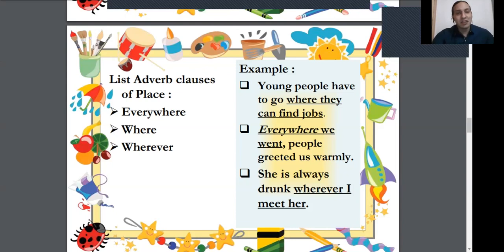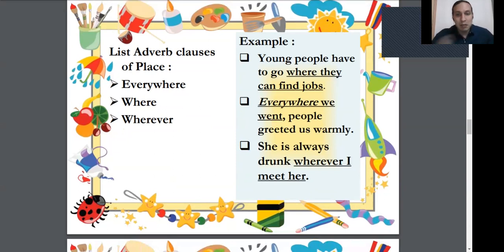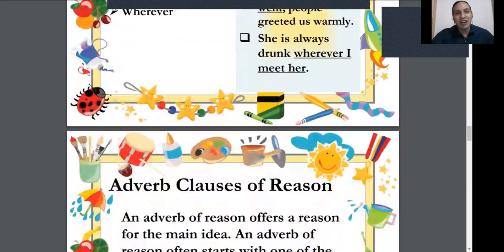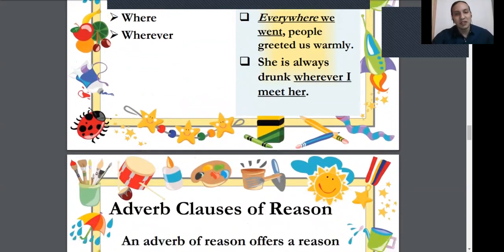Adverb clauses of place: everywhere, where, wherever. And here are some examples. Young people have to go where they can find jobs. There was no comma there. But when you put it in the beginning: Everywhere we went, people greeted us warmly. She is always drunk wherever I meet her. Don't forget, all of these you could flip around, and that's why they underline them. You could say, wherever I meet her, comma, she is always drunk. So it depends how you want to say it.